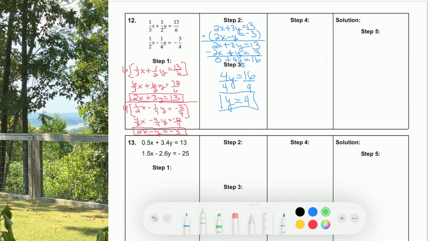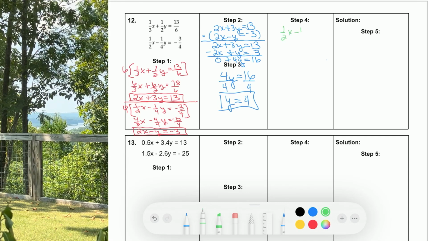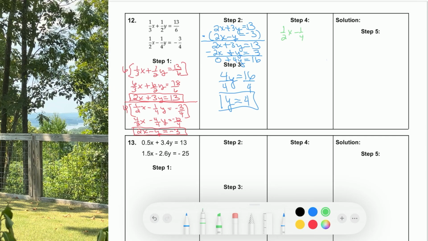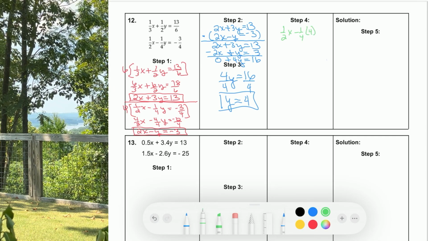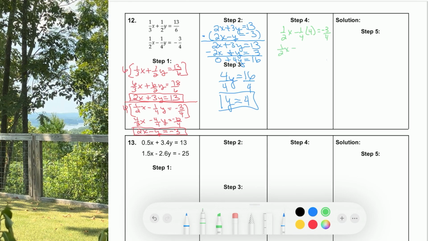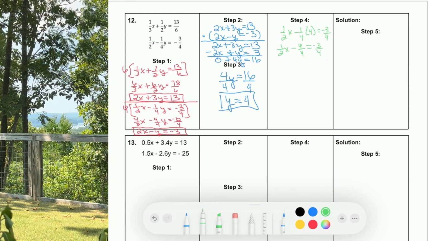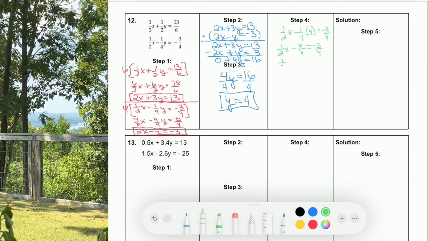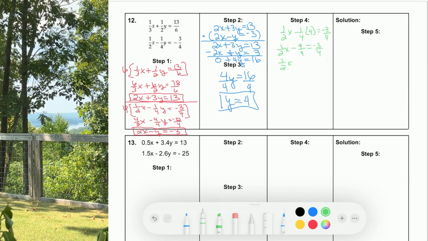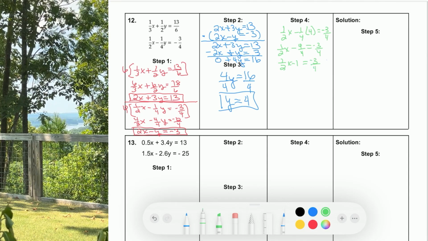I'm going to pick the second one, the 1/2 x minus 1/4. I'm going to replace the y with the 4 that we found equals negative 3/4. We get 1/2 x minus 4/4 equals negative 3/4. That 4/4 reduces to become 1. So minus 1 equals negative 3/4.